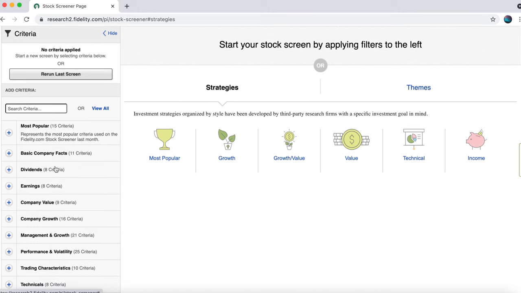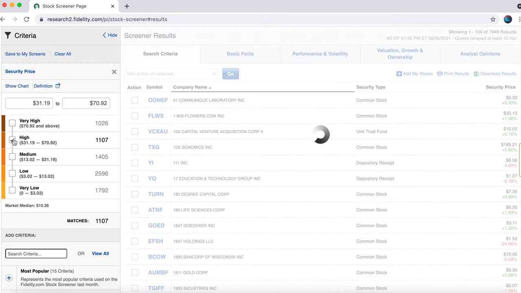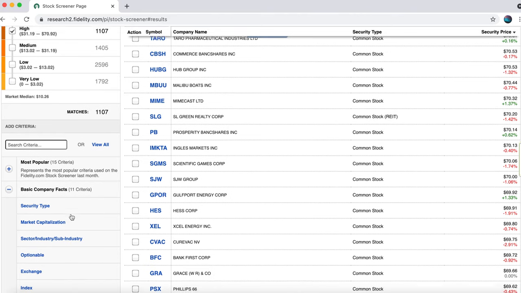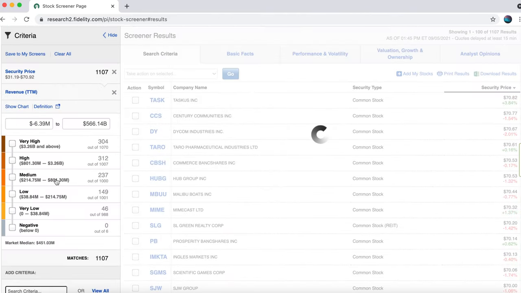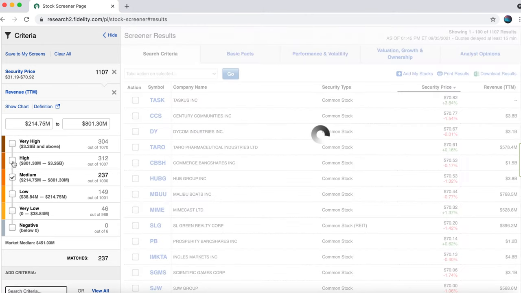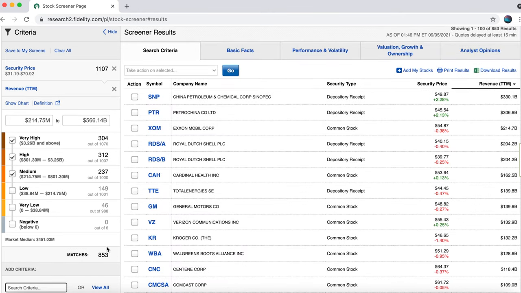Okay, so we are going to do an example of the stock screener. We're going to start off with security price. We're going to do a high security price. So as you can see, there's 1,107 stocks right now. I'm also going to click a stock that has some solid revenue because I want a stable investment. And as you can see, because I have a medium to very high revenue and a security price of $31 to $70, it goes down to 853 potential matchups.